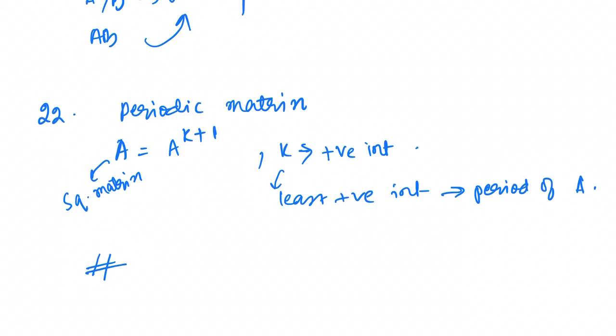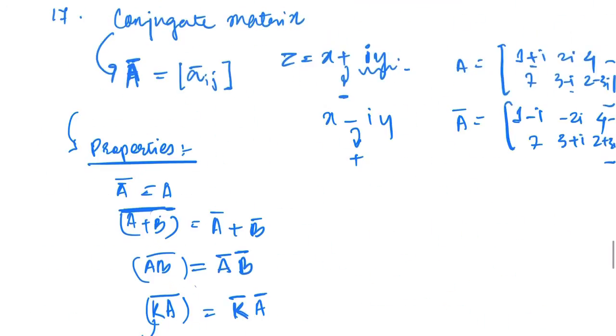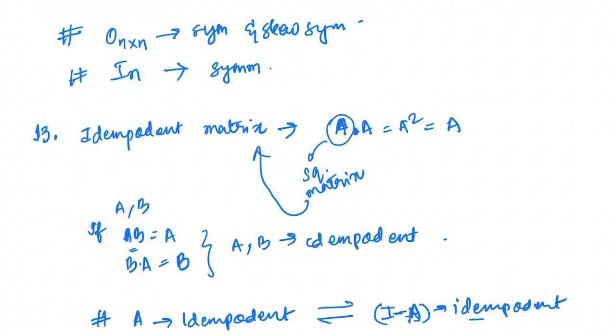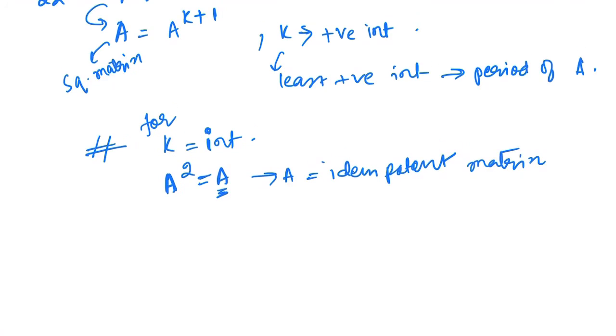Now one thing you need to remember: if k is equal to 1, say suppose A square is equal to A, meaning k is an integer, then you have A square is equal to A. If you square A and then you get A, then A is your idempotent matrix. We have seen this before, right? Yes, see, idempotent matrix.